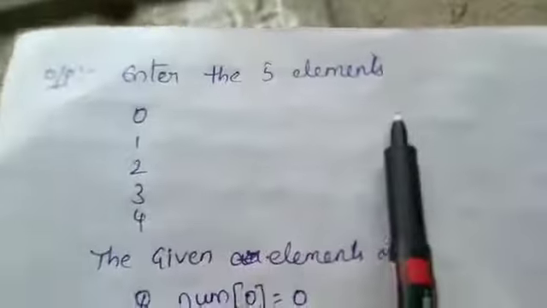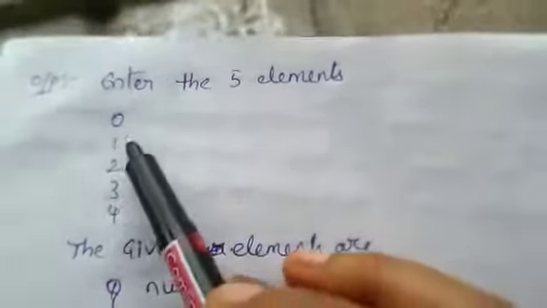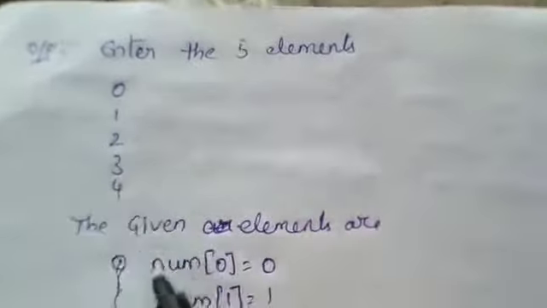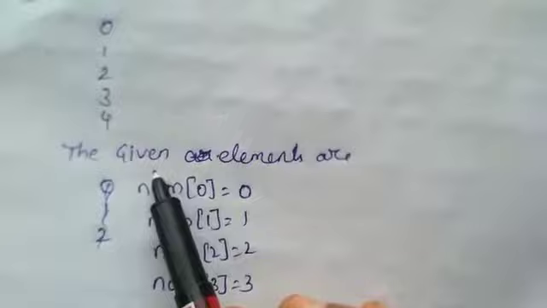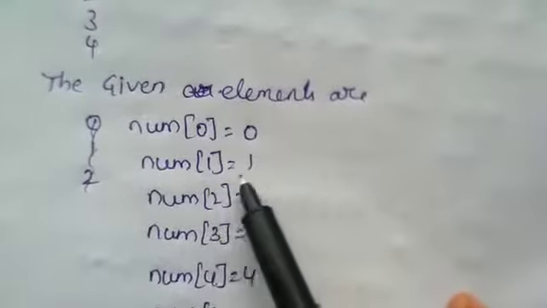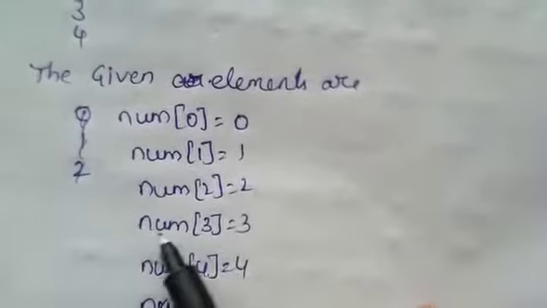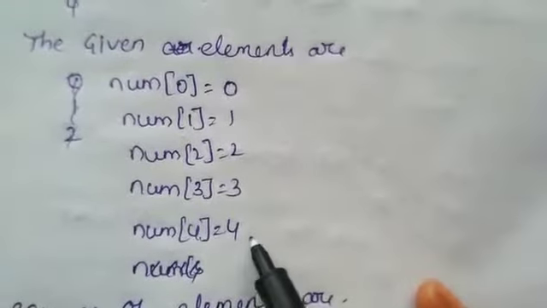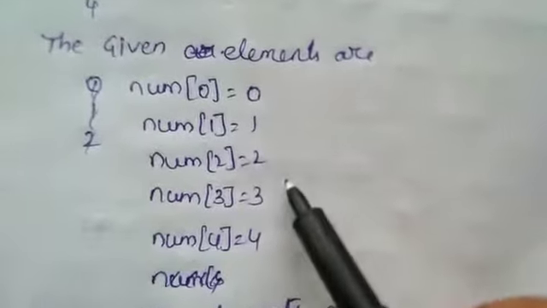Okay. Next, here is how the output will be. Enter the 5 elements. First you enter the 5 elements like 0, 1, 2, 3, 4. Okay. So first we are displaying the elements. The given elements are num of 0 is equals to 0, num of 1 is equals to 1, num of 2 is equals to 2, num of 3 is equals to 3, num of 4 is equals to 4. These elements will be displayed.